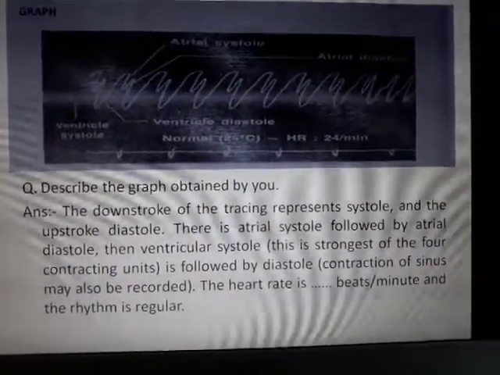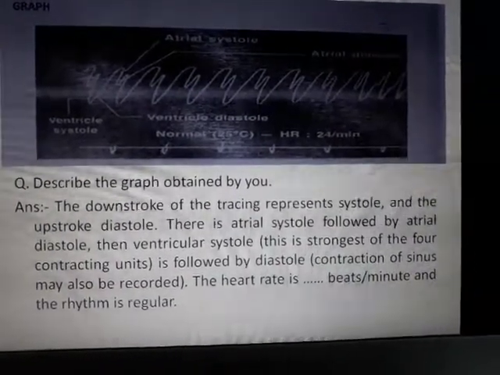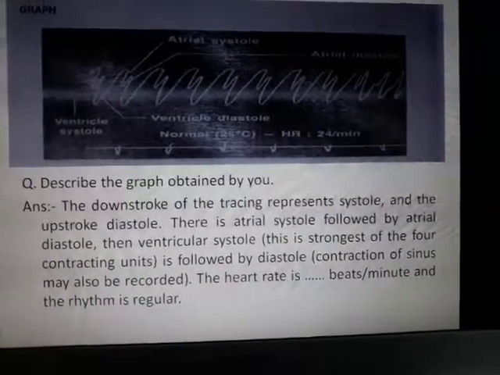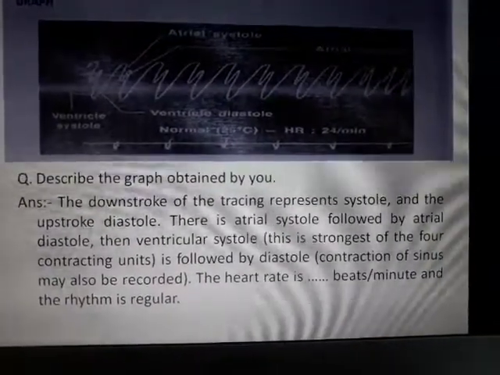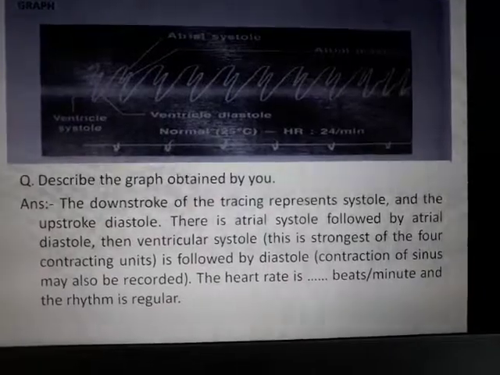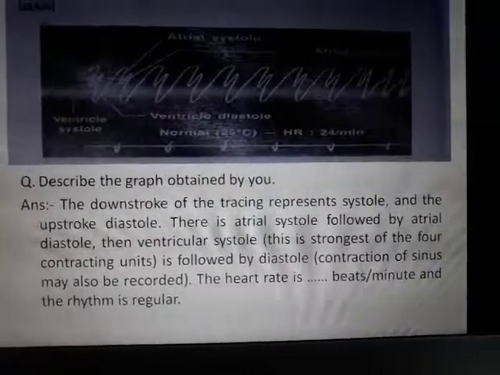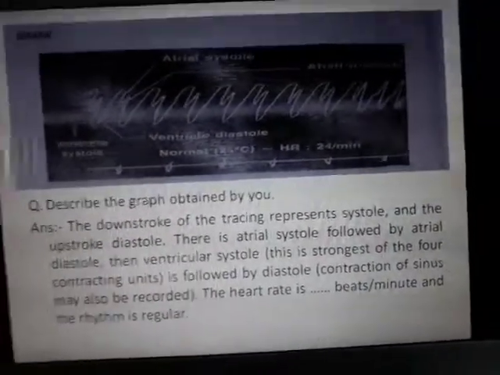See how to explain the curve. The downstroke of the tracing represents systole and the upstroke diastole. There is an atrial systole followed by the atrial diastole. Then ventricular systole is followed by diastole. Okay, the heart rate is this many beats per minute and the rhythm is regular.